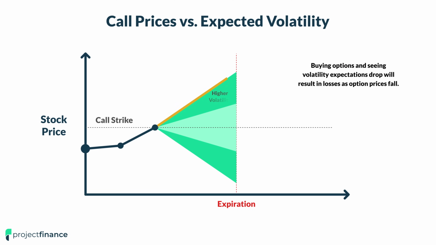If we look at this graphic here, we have two cones. One is demonstrating a higher volatility stock price expectation, and inside that we have a smaller cone that represents lower volatility expectations. So if we imagine we buy options when we have high volatility expectations, and then those volatility expectations fall, the result will be a drop in option prices, and we will lose money from buying and holding those options through the contraction of the volatility expectations.